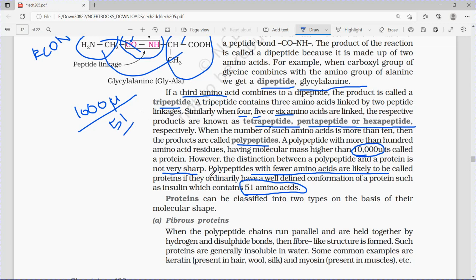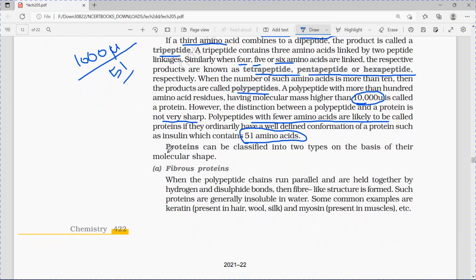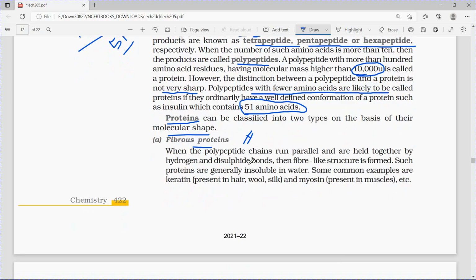So that is about going from amino acid to protein, right? Now let us go on to proteins. Proteins can be classified into two types based on their molecular shape: fibrous proteins and globular proteins. From the name itself, we can say fibrous proteins look like a fiber, right? They look like a fiber, with attachments inside, right? So that is called a fibrous protein. A globular protein will be in a spherical shape.